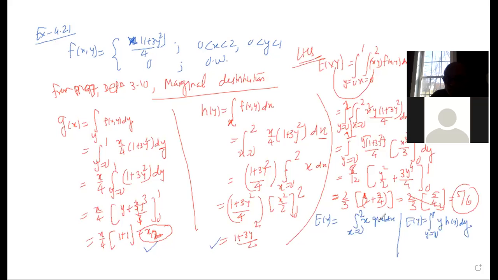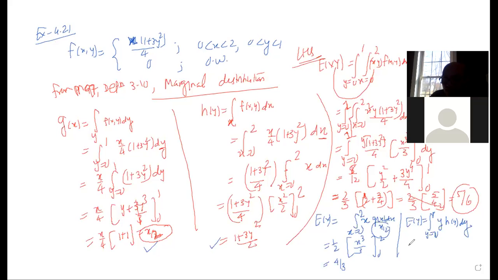g of x is nothing but x by 2. So here I'm going to get 1 by 2, and this is x by 2. This x and x is x squared. So the integration is x cubed by 3, and here it is 0 to 2. So that is equal to 2 cubed is 8 by 3. So 8 by 6, that is equal to 4 by 3.